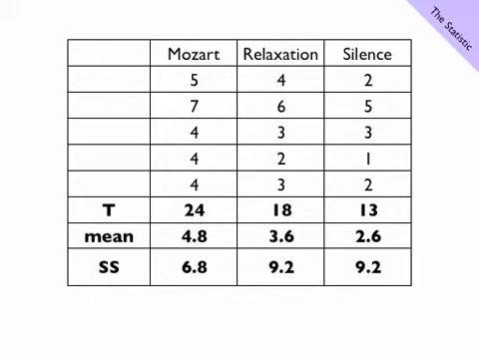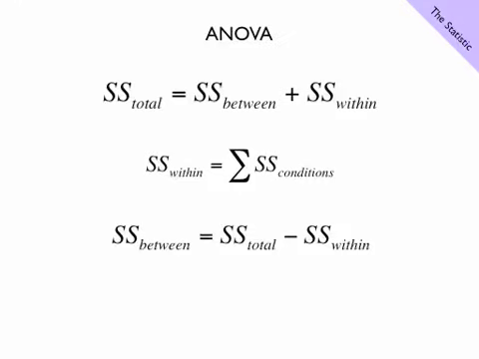You guys have been doing this since 3510, so very easy to get sum of squares for the Mozart condition. Do the same thing for relaxation. Happen to have the same number for the silence condition. So to get the total sum of squares within treatment groups, you simply add those three numbers together. Add the sum of squares for each treatment condition.